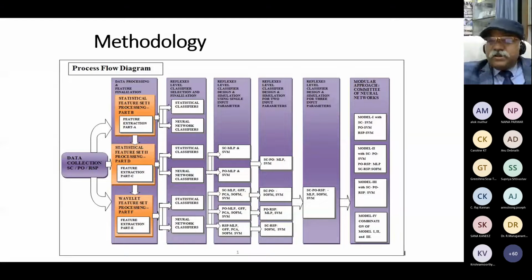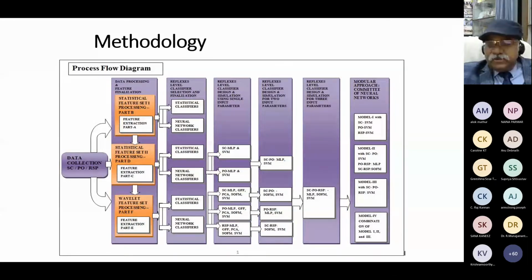Then feature-set-level classifiers were designed, like statistical classifiers and neural classifiers, these two kinds. For feature set 2, it went up to SC MLP and SVM. Next it was PO MLP and SVM, and finally it came to the SCPO combination. So it can be single sensor based, it can be multiple sensor based. So combination of the sensory signals. So SCPO, MLP, SVM, like that.